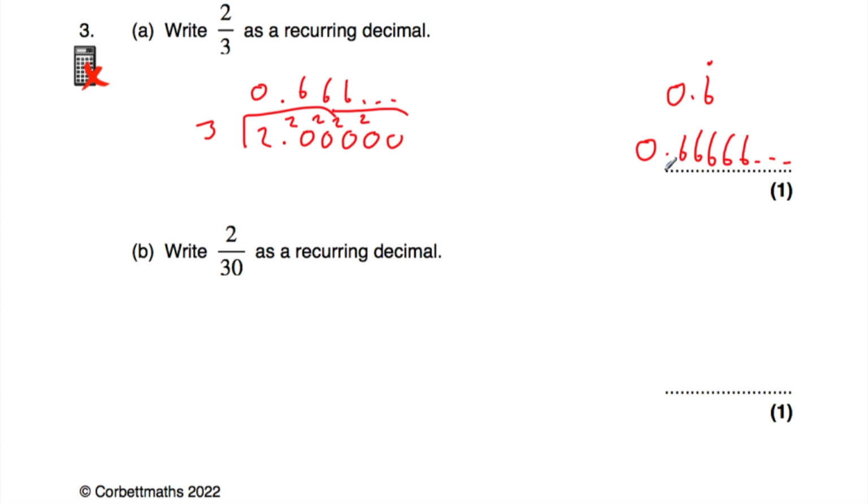So rather than being 0.6666666 and so on, we're going to divide this by 10 again. And our answer would be 0.06666666 and so on, or 0.0 and then 6 with the little dot above it.